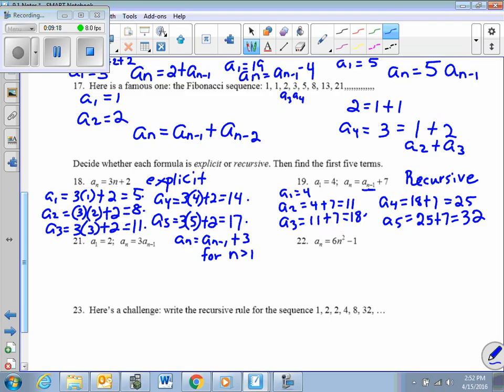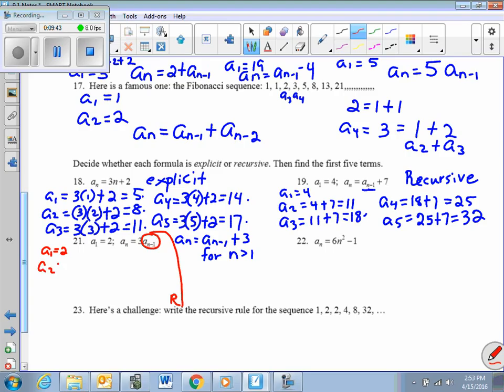21, maybe 21 and 22, this would be a good time for you to pause and see if you could do these by yourself. I'm going to change colors so I don't get myself messed up here. All right, a sub 1 is 2. Oh, we definitely know this is recursive because I have our previous term here. So this is recursive. I'll just put an R here. We know it's recursive. A sub 1 is 2.